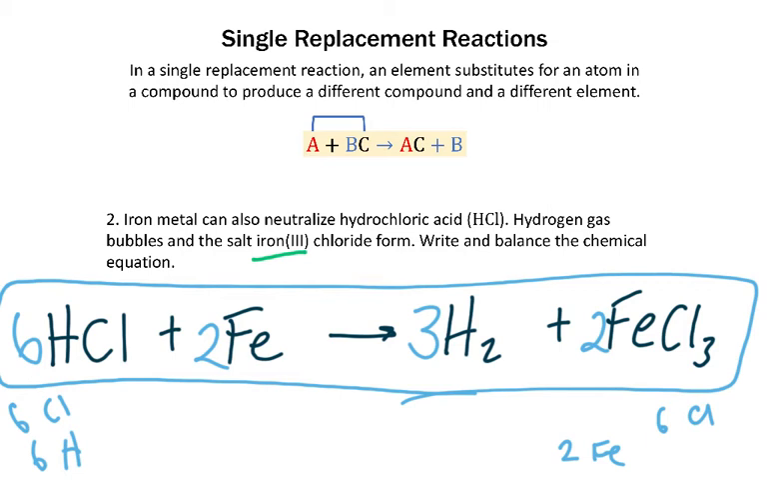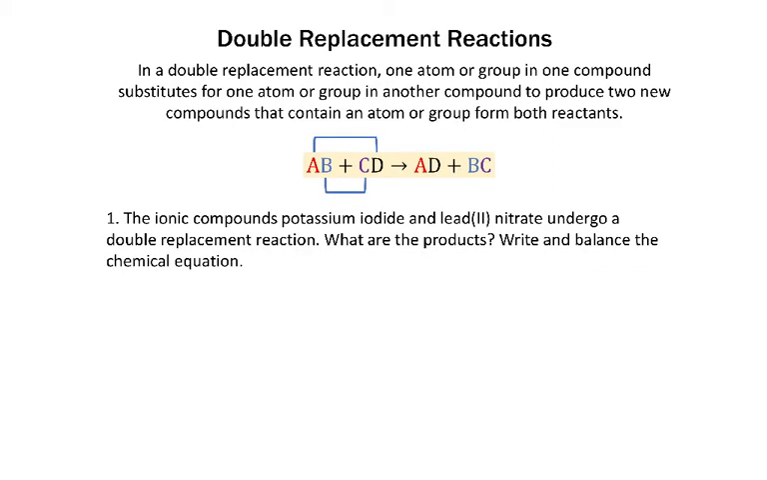Okay, one step added complexity. From single replacement reactions comes double replacement reactions, where basically we have 2 pairs and they each swap 1 part. So here, like AB plus CD forms AD plus BC, right? So they're swapping what they're paired up with. And the ionic compounds potassium iodide and lead 2 nitrate undergo a double replacement reaction. What are the products? Write and balance the chemical equation.